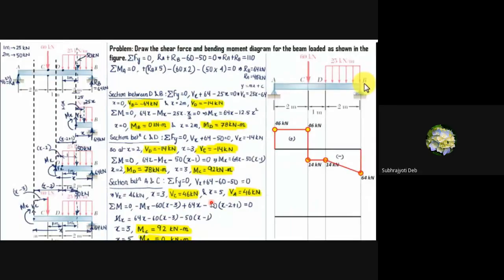Section A and C, the same. You are taking section at this point. Earlier we have taken this section. Now we are just taking this section. And if you do the same calculation, you will get these values. Ultimately, you will get these values. That is moment for all the points. You will get the values of shear force and bending moment.